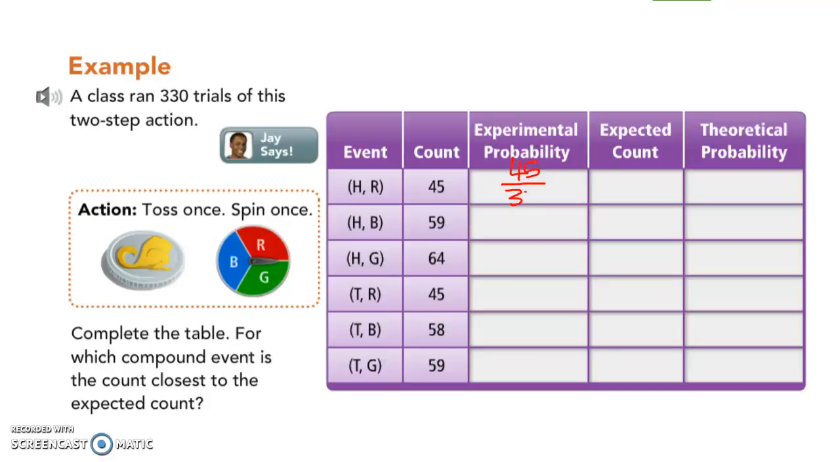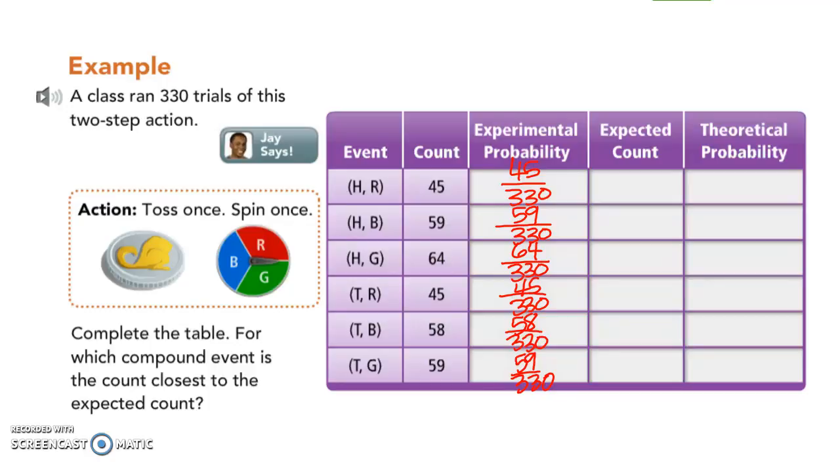So if we have counted this many of each of the events, the experimental probability here is 45 out of 330. We could probably simplify that, but I'm not going to. 59 out of 330, 64 out of 330, 45 out of 330, 58 out of 330, and 59 out of 330. Okay? So that means that those are our experimental probabilities.